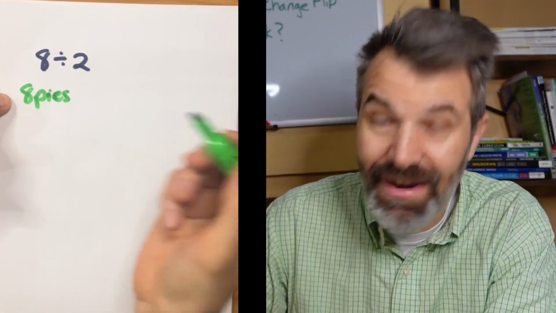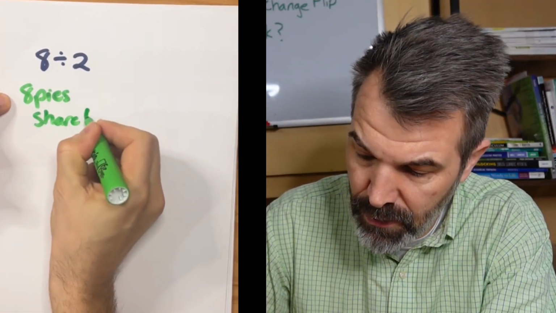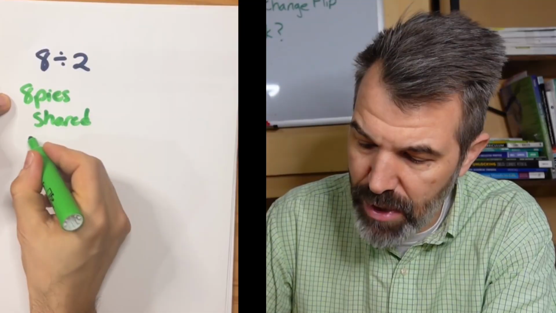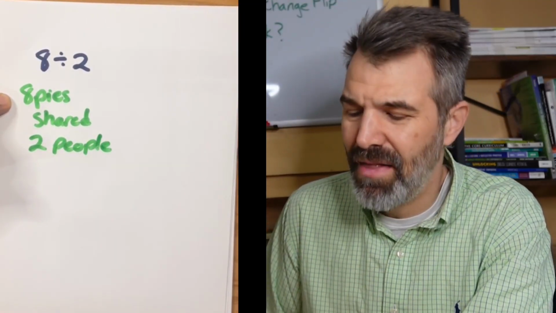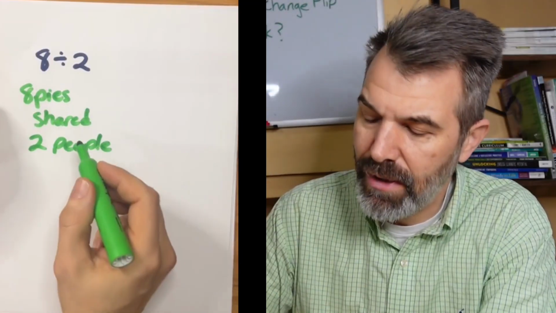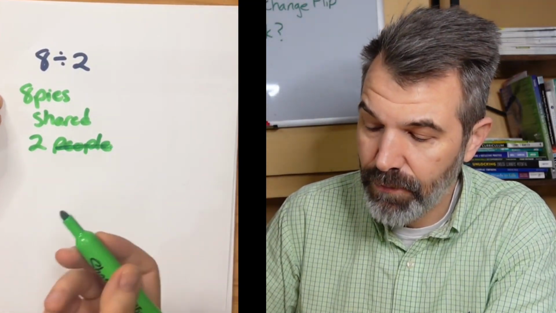And I'm dividing, or I'm sharing with, let's see, with 2 people. Now, let me think about that. 8 pies shared with 2 people. That seems a little bit aggressive, because that's a lot of pies for each person. Let's just change the context a little bit.